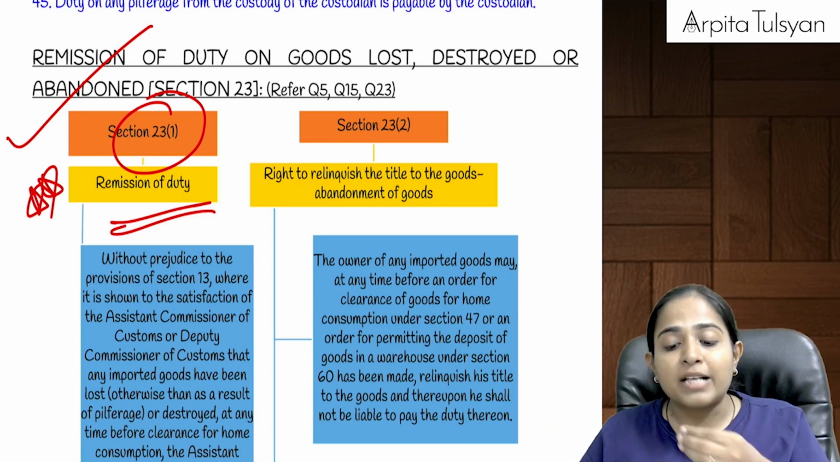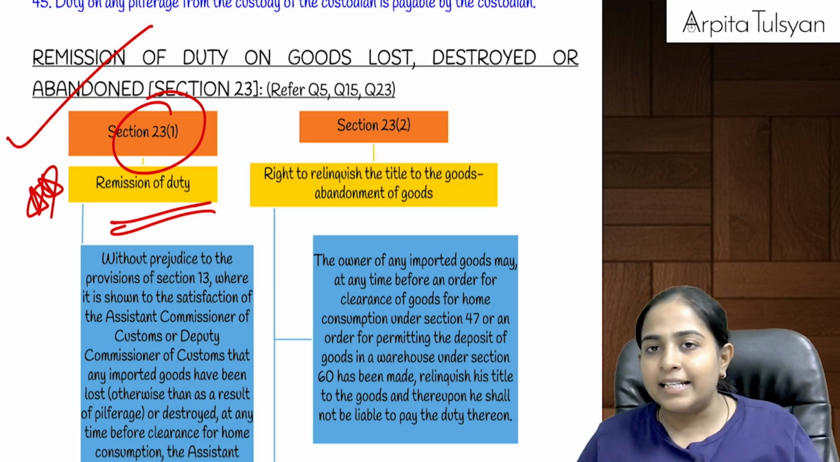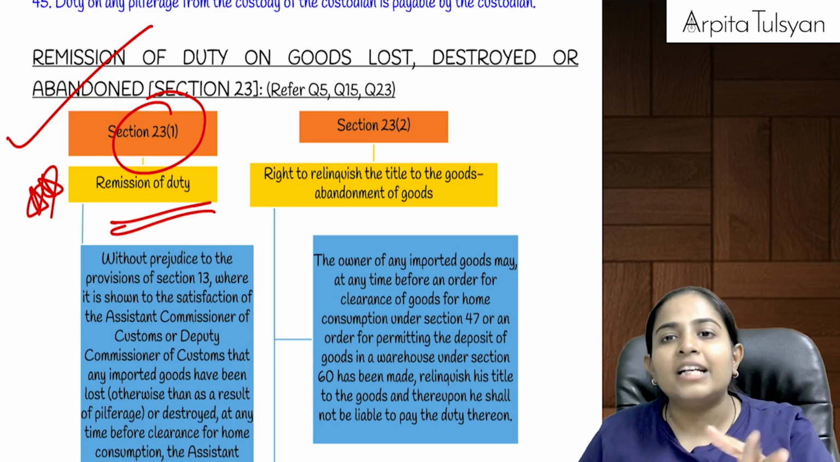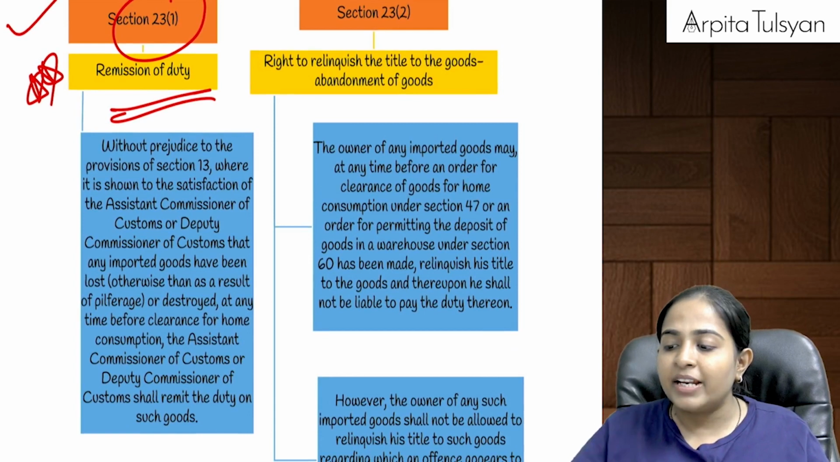Okay, whereas what was happening in case of pilferage? In case of pilferage, it was identified at a very early stage. So you are not at all paying the duty on those pilfered goods. Okay, now in this section number 23(1), this is a very broad section.